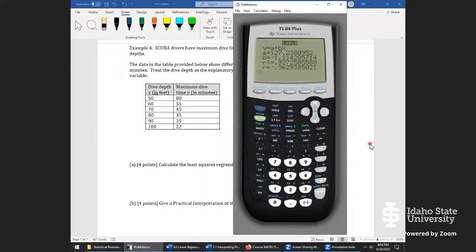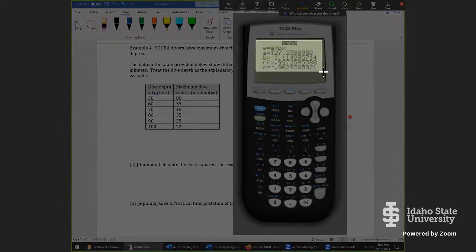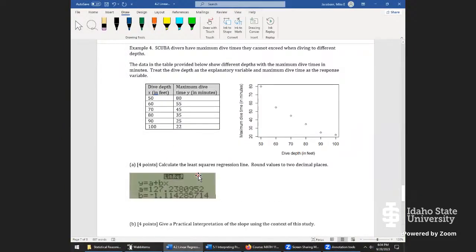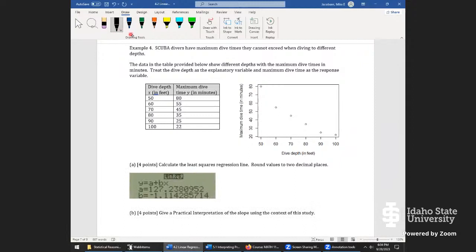So let me grab this. I'll only copy to here, just to emphasize that's the information you really need. The official answer for this is going to go y equals, I'll color code the intercept. We're doing 2 decimal places of rounding on this one. So it's going to be 127.24. Then next is going to be a minus, since our slope takes on a negative value. I'll put the slope in as green. So 1.11 multiplying x.